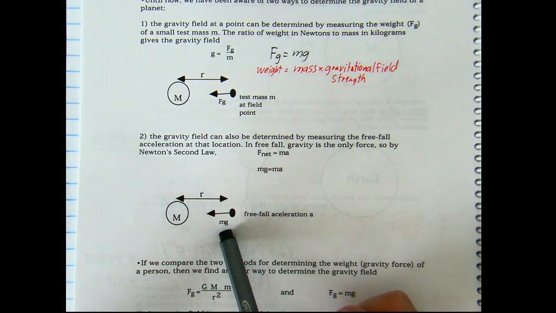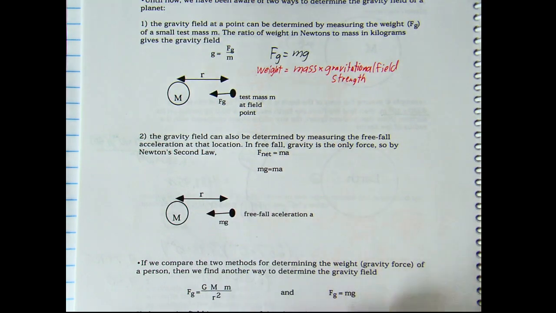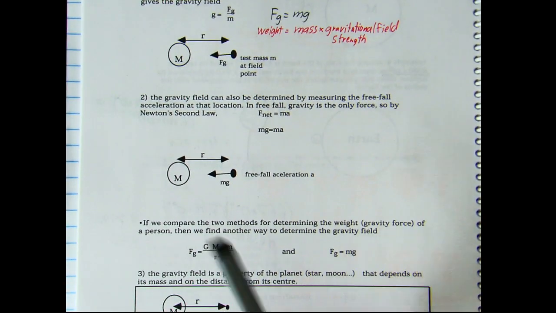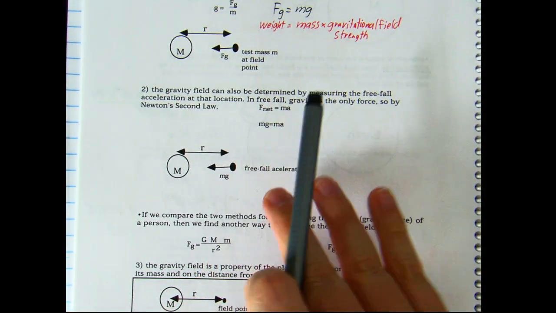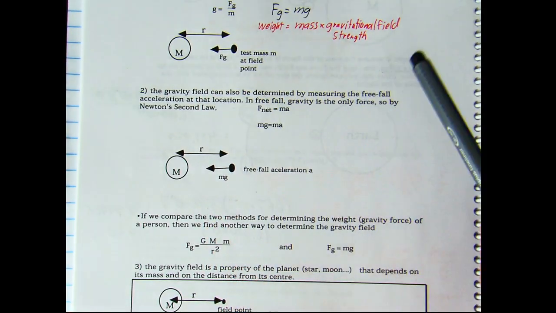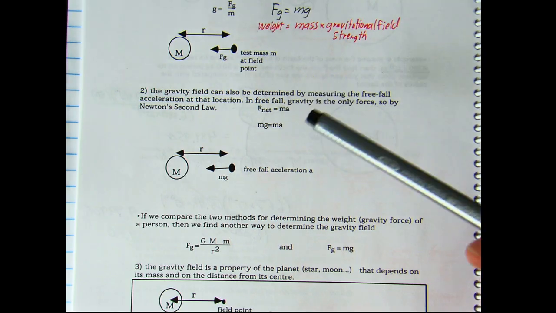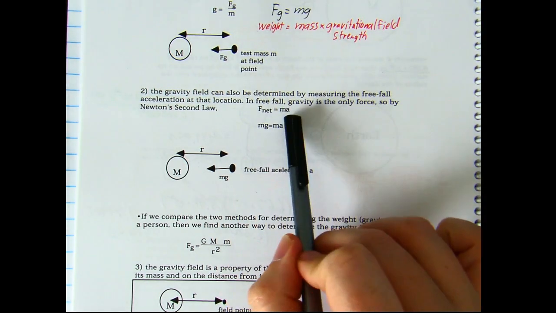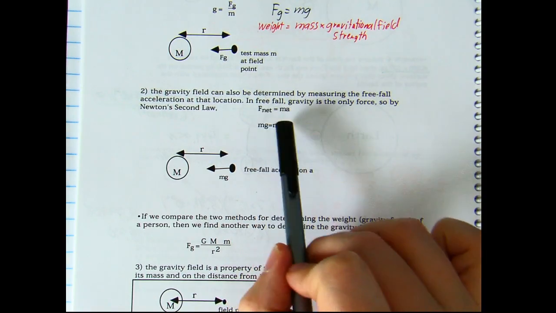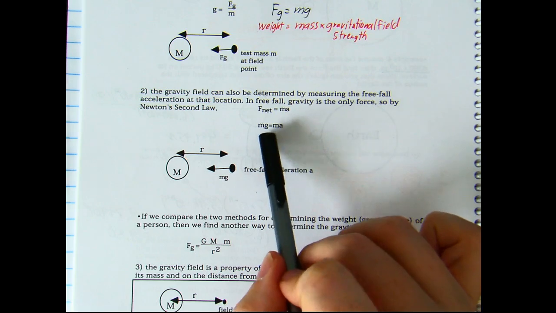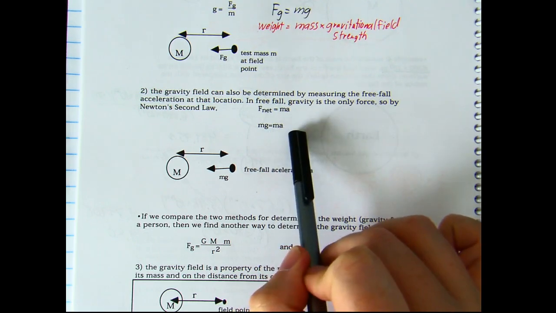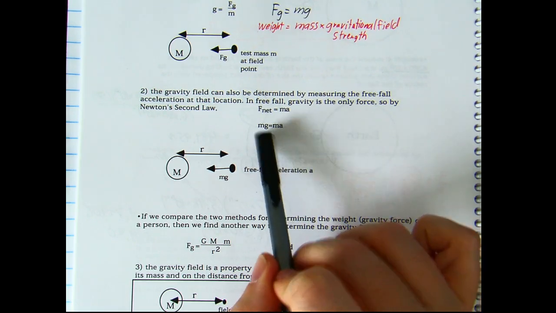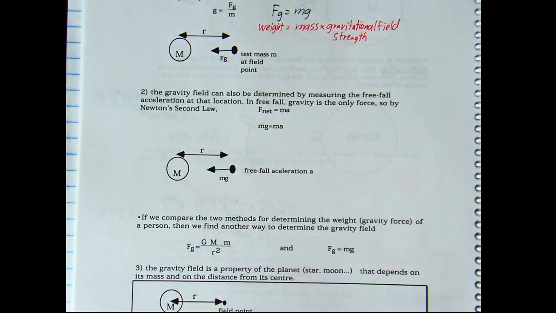I don't know if you guys had a chance to. When I've taught Physics 11, this is one that I do. It actually used to be in the Science 10 curriculum. The gravity field can also be measured by measuring the free fall acceleration at a particular location, because we've already established that F net equals ma, and so mg equals ma, and so g equals the acceleration. So we can figure out what the gravitational field strength is by looking at the acceleration of an object at a particular location.